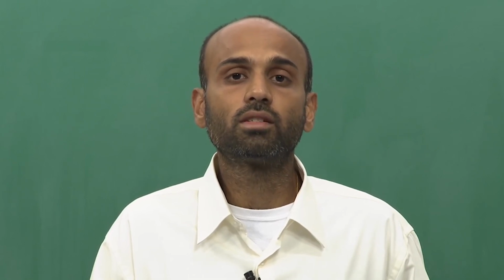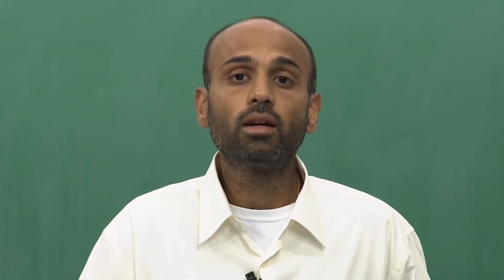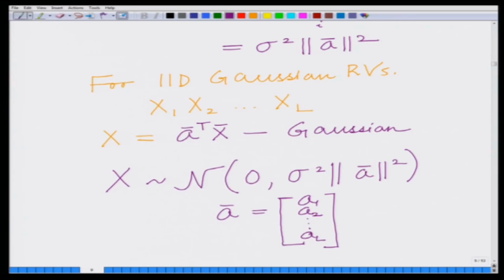And then we said, if we consider a new random variable x, which is a weighted combination of these IID Gaussian random variables, that is a1 x1 plus a2 x2 and so on up to al xl, then the mean of x is 0, that is x is 0 mean, and the variance is sigma square times norm of a bar square, that is sigma square times a1 square plus a2 square and so on up to al square. And x is a Gaussian random variable in turn with this 0 mean and variance sigma square norm of a bar square.